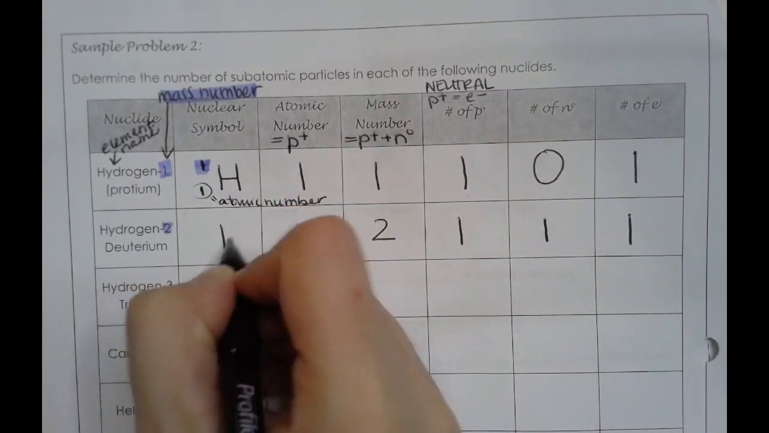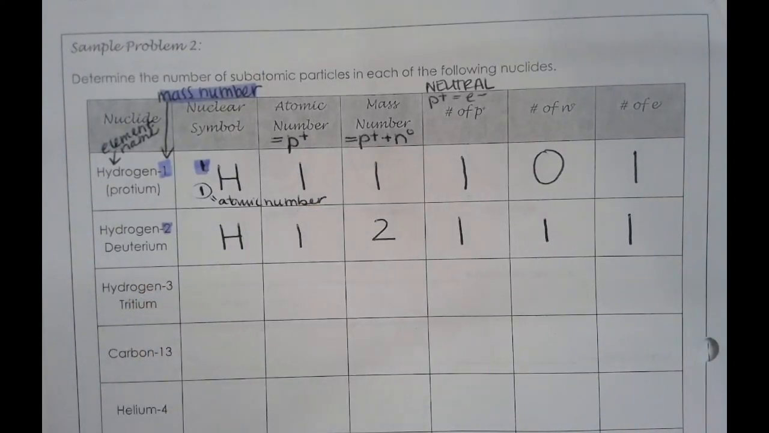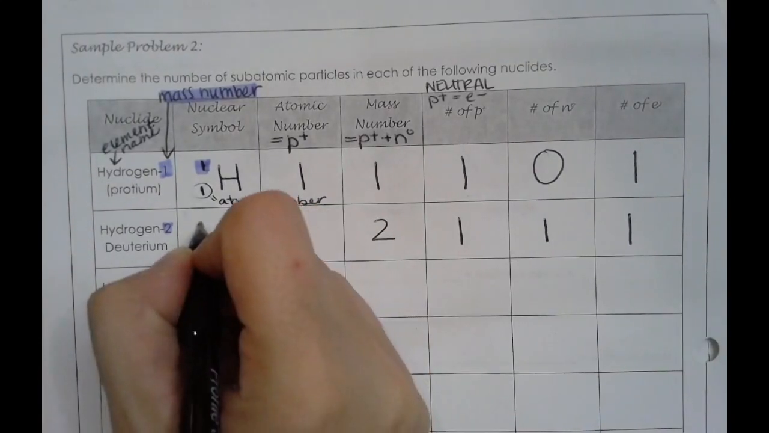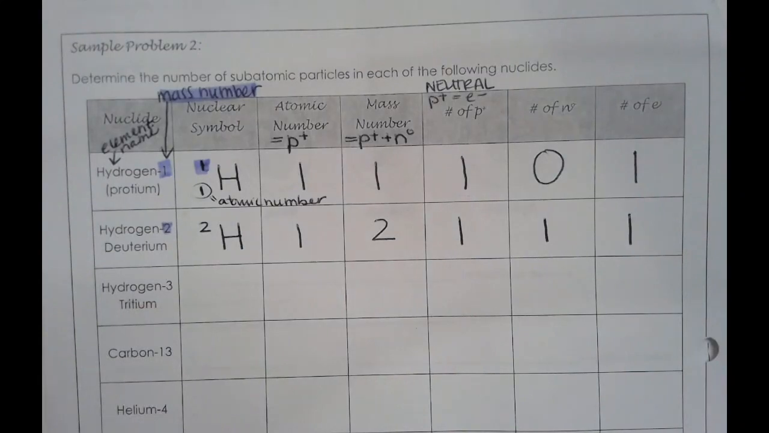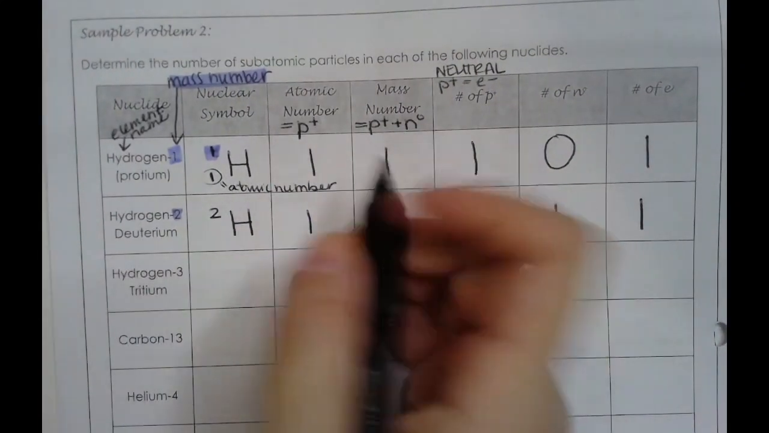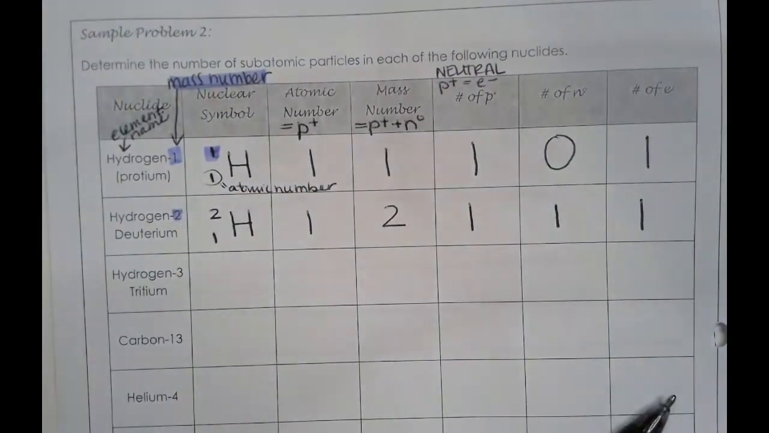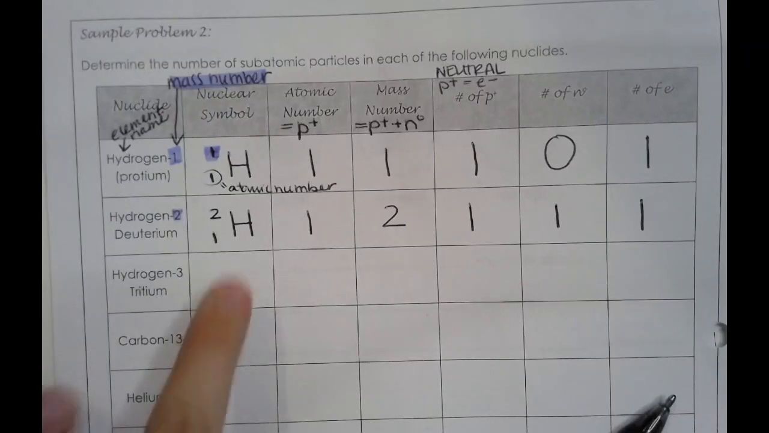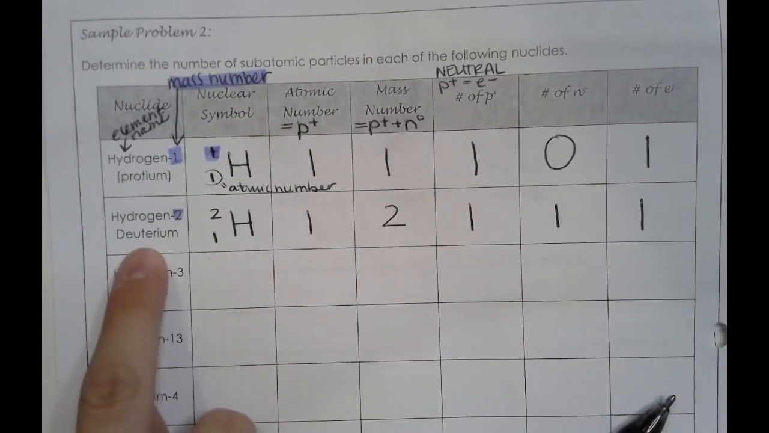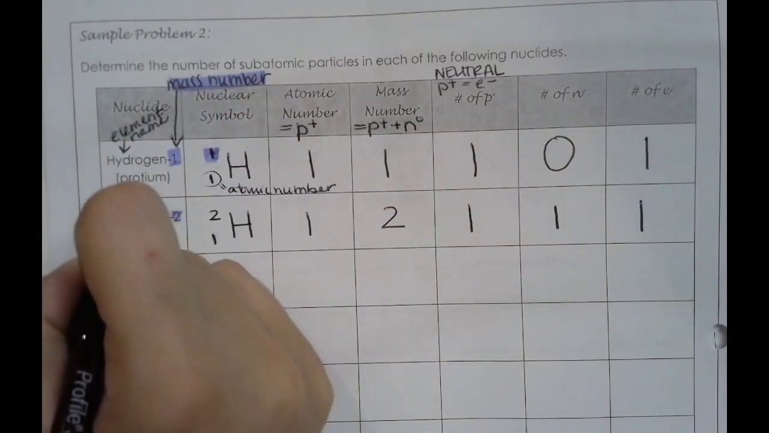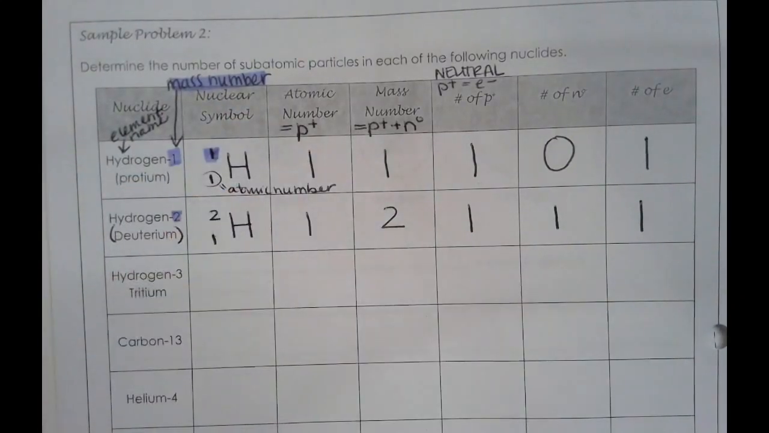And then of course my nuclear symbol, still hydrogen, except now my mass number is 2, so 2 is going to go on top. And then my atomic number goes on the bottom. Again, this is just a different way of representing this right here. This should really be in parentheses. Deuterium is another word for hydrogen 2.